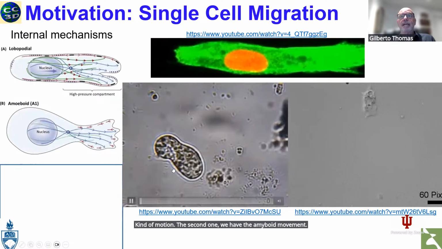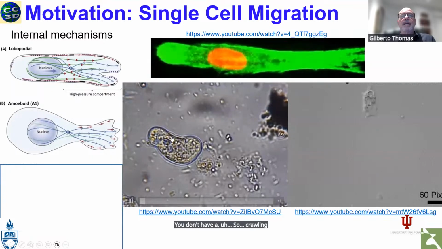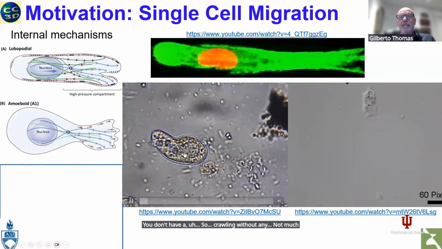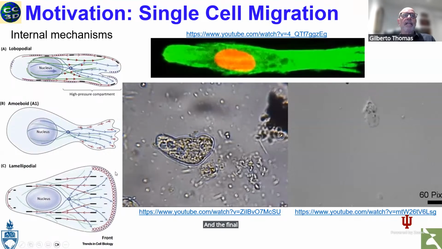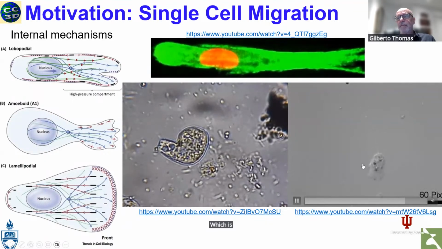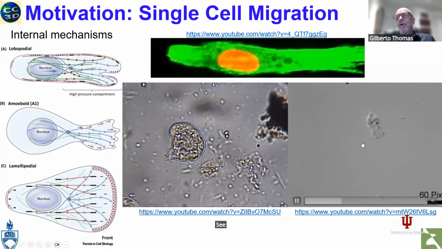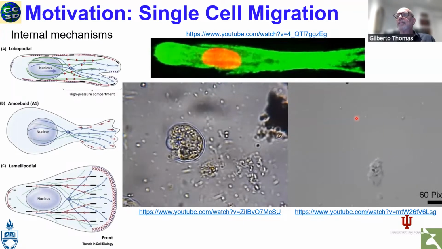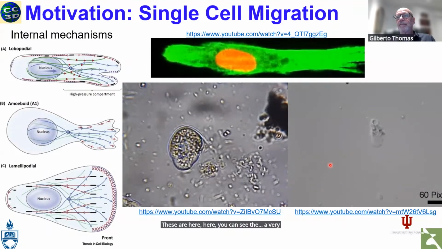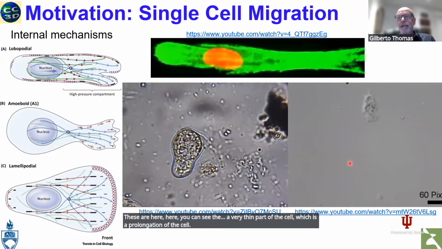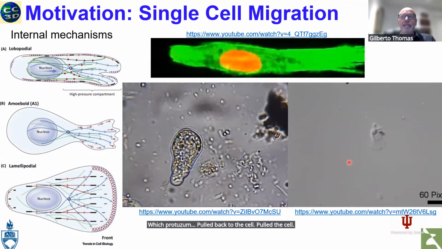The second one is the amoeboid movement. Here you have a cell crawling without much deformation in its body. There is a little bit, but you barely see it in this movie. And the final one is the lamellipodial movement, which is the fibroblast movement you can see in this movie right here. See, there is this small laser here. Here you can see a very thin part of the cell, which is a prolongation of the cell, which protrudes and pulls the cell forward.